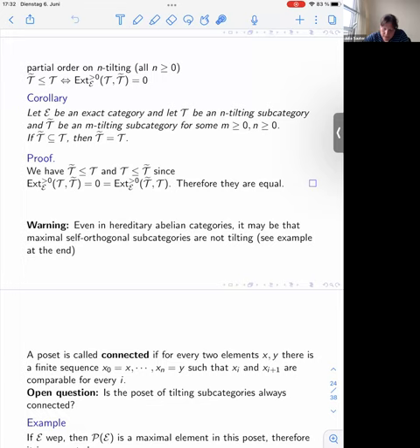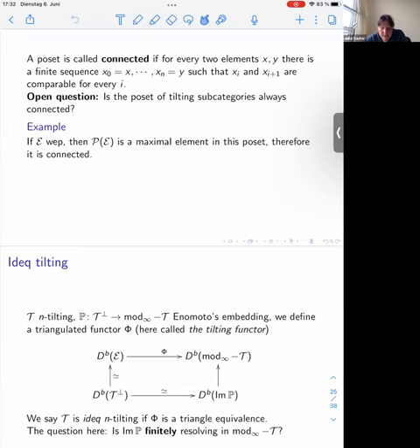Here a word of warning: if you have maximal self-orthogonal subcategories, they are often not tilting. Even in hereditary abelian categories with enough projectives, this can happen. And then the open question here is, is this poset always connected? Connected here means that between any two points you find a finite sequence such that consecutive ones are comparable, so either smaller or equal or larger or equal in the poset.